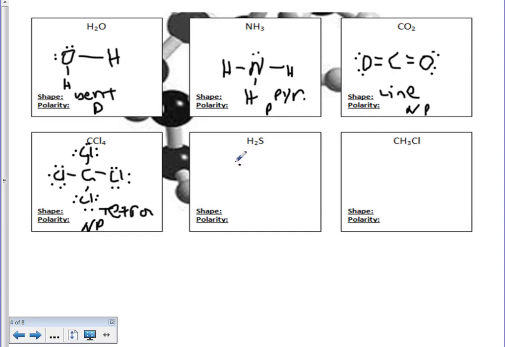H2S: S is in the same exact group as O, so it's going to look very similar to H2O. We have double lone pairs on the S, sharing one valence electron with both of the hydrogens, giving hydrogen its 2, which makes it happy, and giving sulfur its 8. Substituents are not the same because of those lone pairs, and this is a bent molecule. All bent molecules are indeed polar, so this is polar.